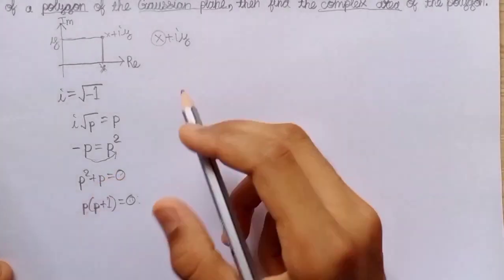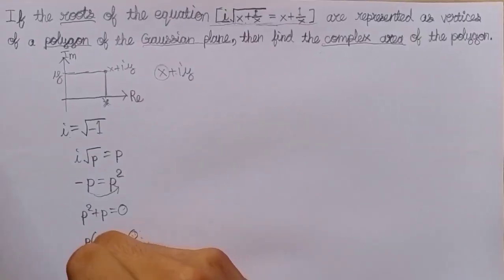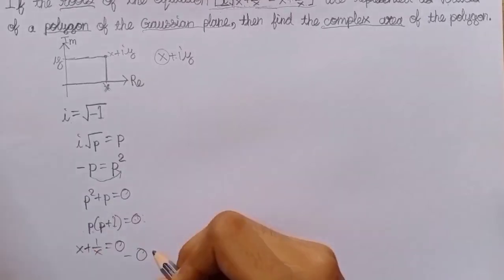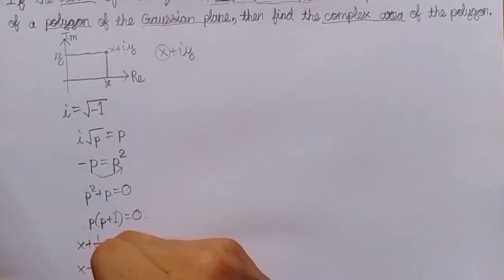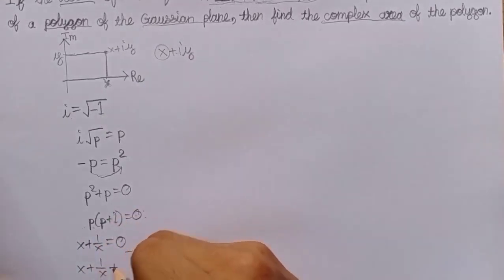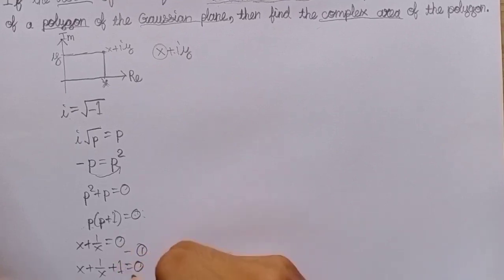So here's how we do it. Our p was x plus 1 by x. So x plus 1 by x equals 0. That's our first equation. And x plus 1 by x equals -1. So if we transpose the -1 inside, you get x squared plus x plus 1 equals 0. That's our second equation.